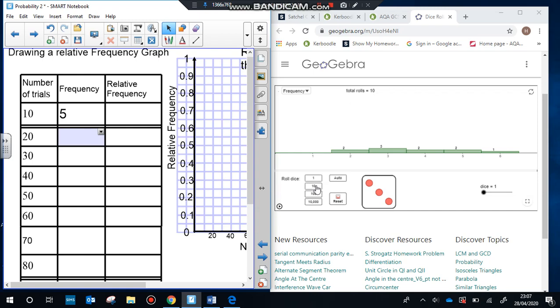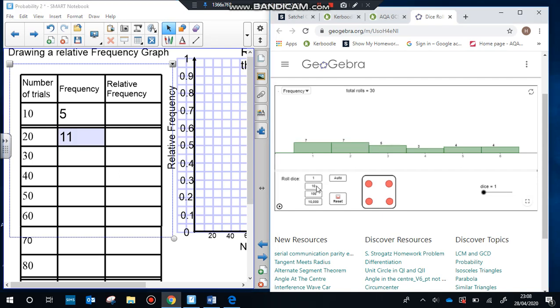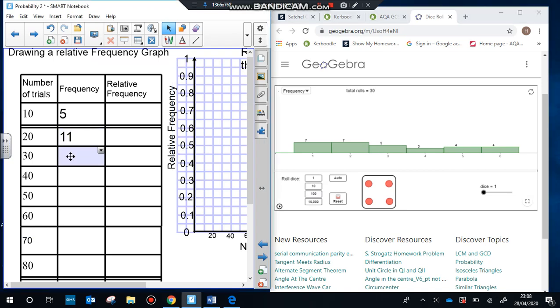If I'm going to do another 10, I've done 20 rolls, so I've got 4 1s and 4 3s, that's 8, 9, 10, 11. Let's do another 10. So we've got 7 and 5 is 12, and 4 is 16.